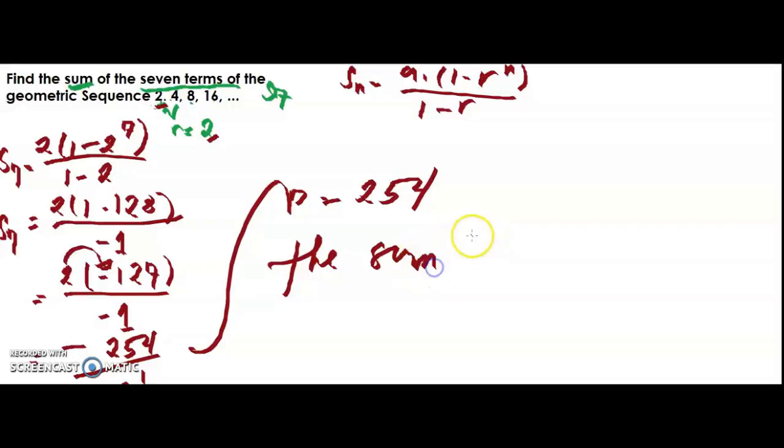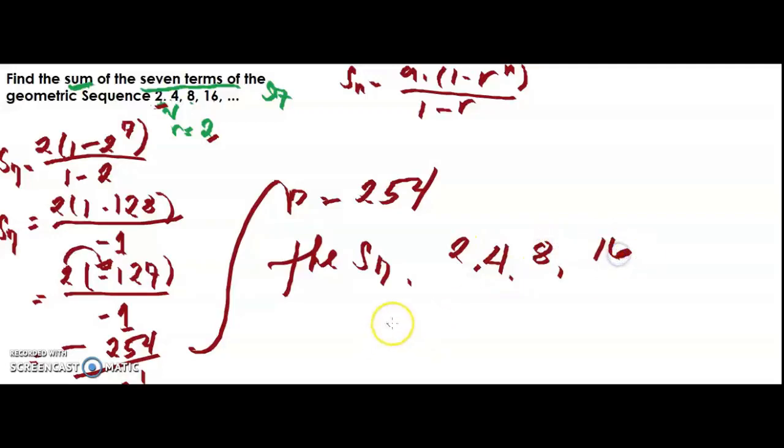of the first 7 terms, or let's say, S sub n, for the sequence 2, 4, 8, and 16 is equal to 254. Okay? Meaning, if you're adding these numbers up to the 7th term, we can get 254.